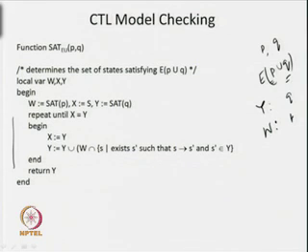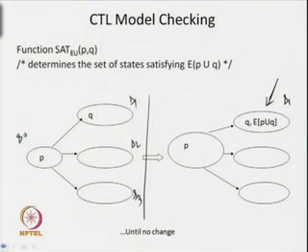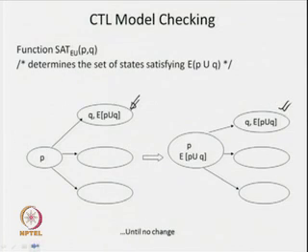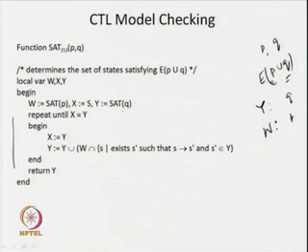Okay. Now, if you look into Y, it is the states where Q is true, and we have seen that wherever Q is true, E P until Q is also true. So, if any state S is labeled with Q, then we are going to label it E P until Q, and this is because of our definition of semantics, because future includes the present behavior. So, that is why this is the set of states where E P until Q is true.